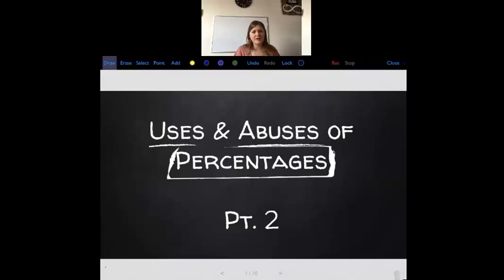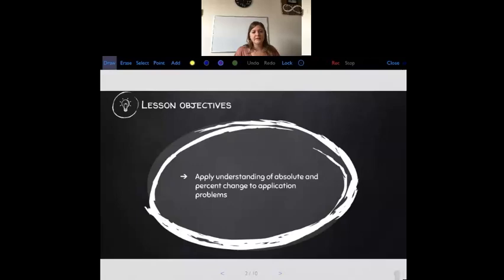In this lesson, we're going to go over uses and abuses of percentages, part 2. Specifically, we'll apply our understanding of absolute and percent change to application problems, and we'll see different problem types to identify if we're talking about percent increase, decrease, percent longer, and we'll also talk about using absolute and relative change when we're given percents originally instead of just numbers.